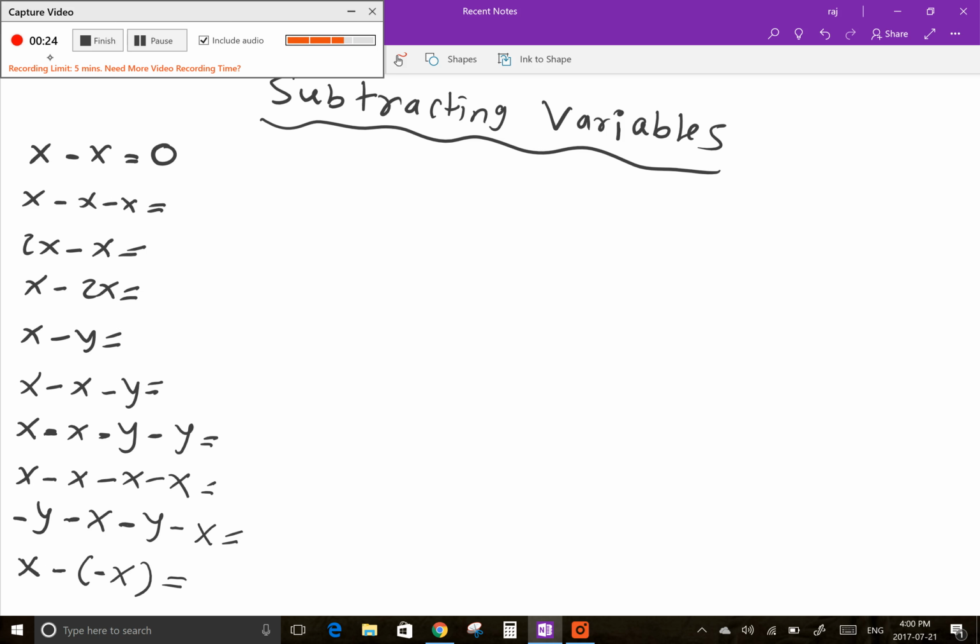Now another example next is x minus x minus x. So you're basically doing 1 minus 1 minus 1. It becomes 1x minus 1x minus 1x. So let's do the first two first. Now that is 1x minus 1x. 1x minus 1x becomes 0, as we saw right here. And if that's 0, then 0 minus x is going to give us minus x.